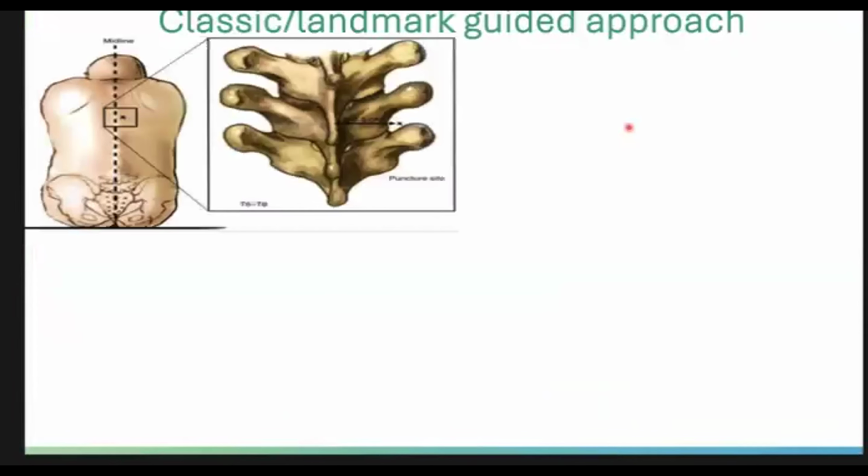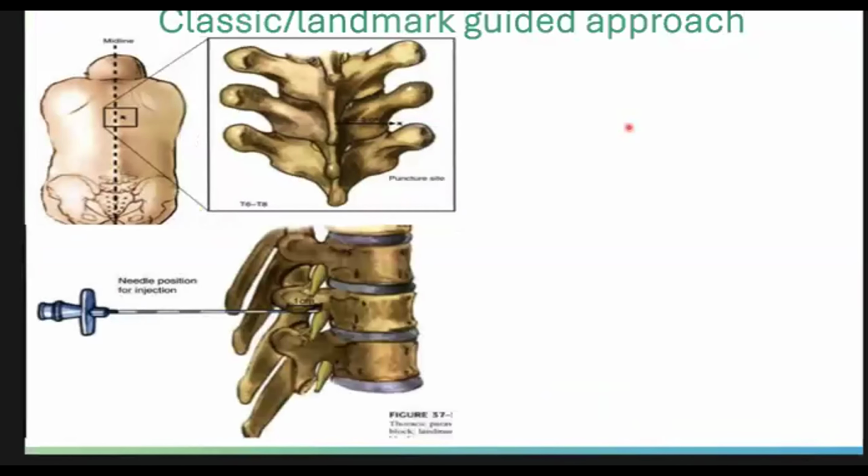Now, approaches to the paravertebral block can be a classic landmark guided approach, where a point is identified 2.5 to 4 centimeters lateral to the midline, and the needle is advanced till the transverse process is contacted. This transverse process that we contact will be that of the lower thoracic vertebra, because of the steep angulation of the spinous processes at the thoracic level.